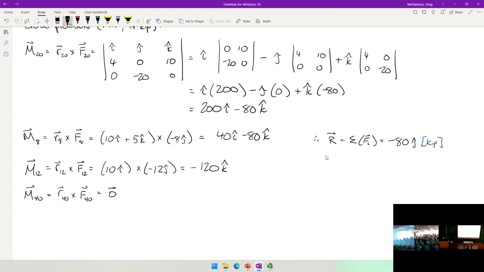And then our resultant moment vector is just summing all of these up. So let's sum up the I components. What do we have here? 240, we get 240I minus 280K. And that's in foot kips.